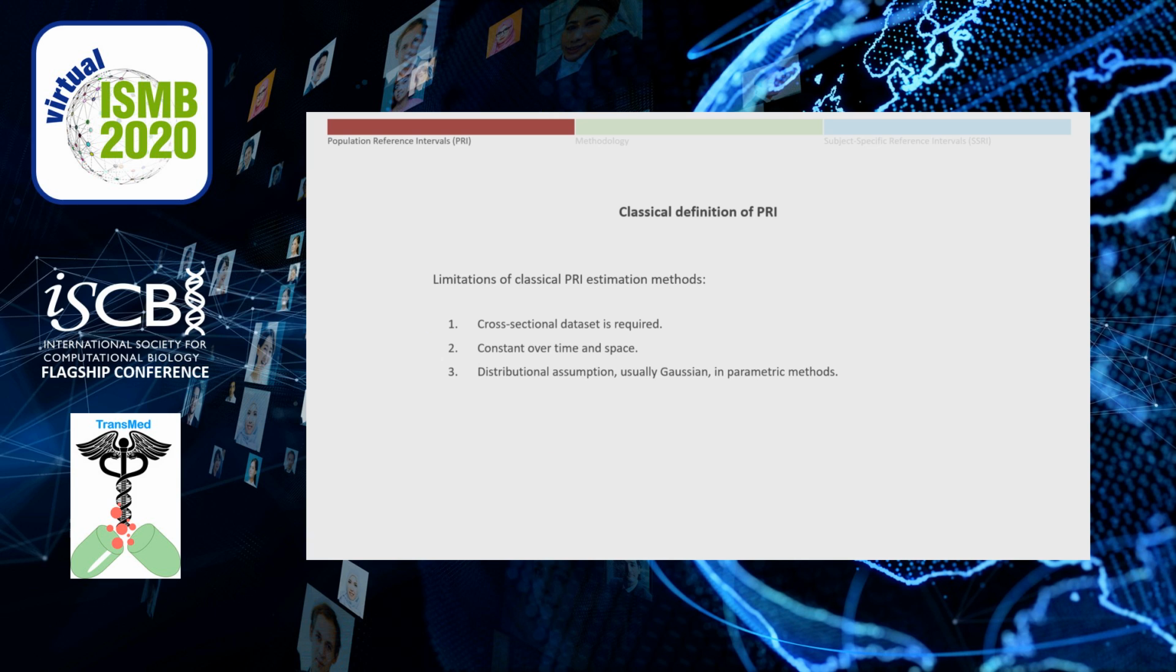However, these PRIs have some limitations. They require a large cross-sectional dataset, or a dataset that only contains one measurement per subject at one time, and they are assumed to be constant over time and space. Moreover, a Gaussian distribution is assumed, especially in the parametric estimation method.